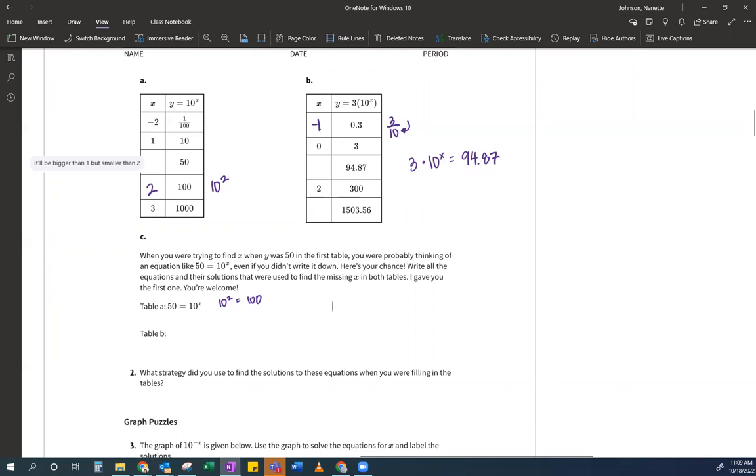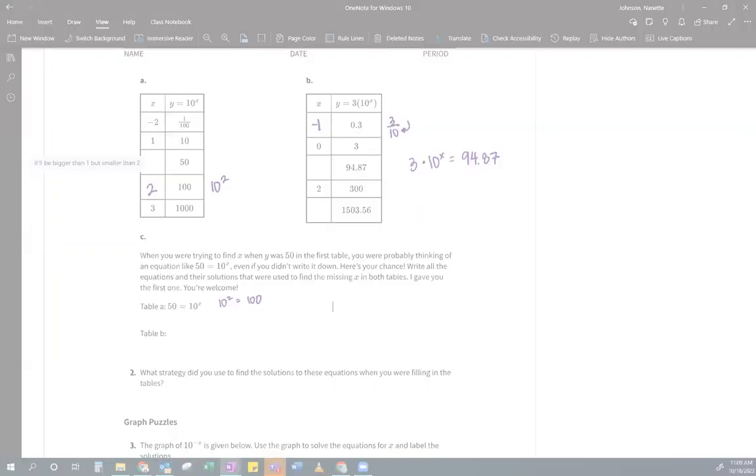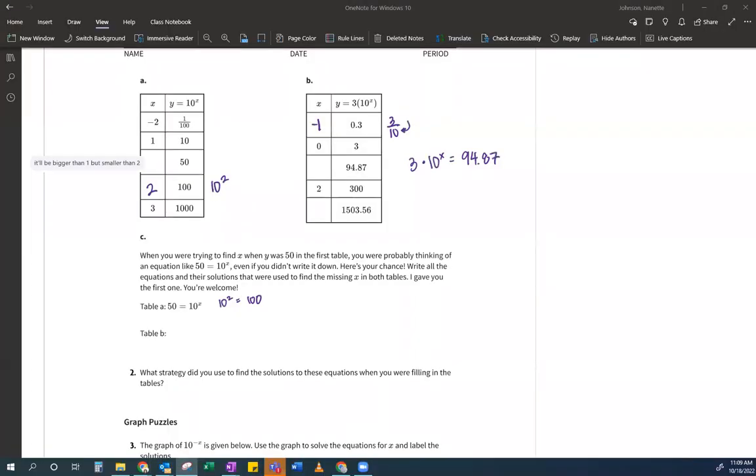Okay, so I got a couple people doing it, so I'm going to just snip this because it makes me happier when you all do this. Okay, so I want this equation. So that's the equation I was thinking of that goes right here, right? Okay, so I have a couple of the equations. I wrote them up here. 3 times 10 to the x equals 94.87. That's just a matter of you being able to read this table.